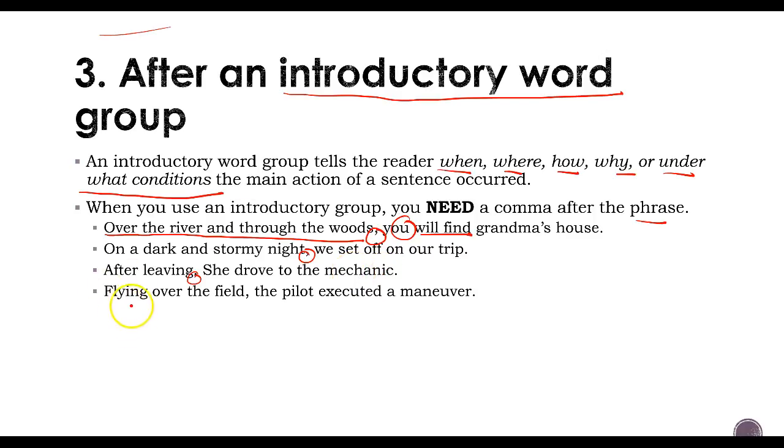Here's another one. Flying over the field, the pilot executed a maneuver. So the sentence is, the pilot executed the maneuver, and this is specifying where. So we have an introductory phrase that specifies where, flying over the field, so we need the comma after it. So anytime you start a sentence with a phrase like this that specifies when, where, how, why, or under what conditions the main action of a sentence occurred, you need a comma after that introductory idea.